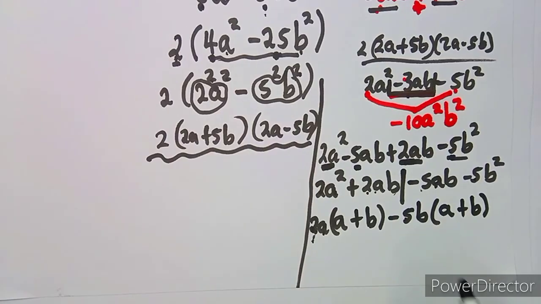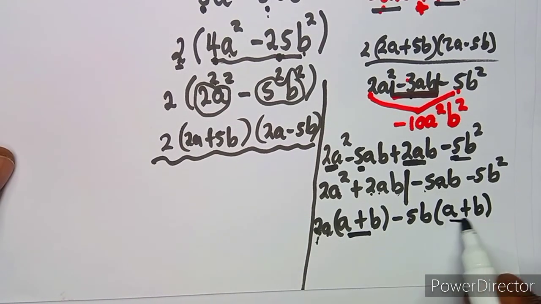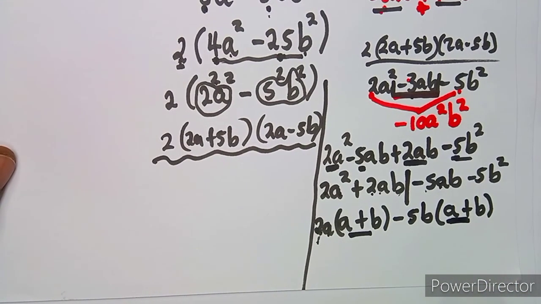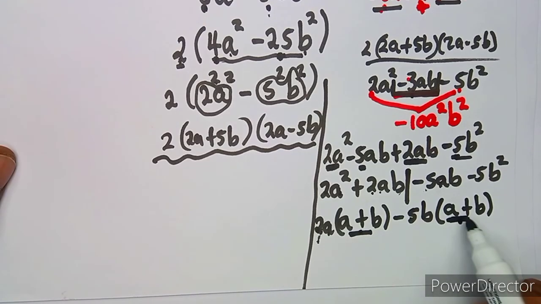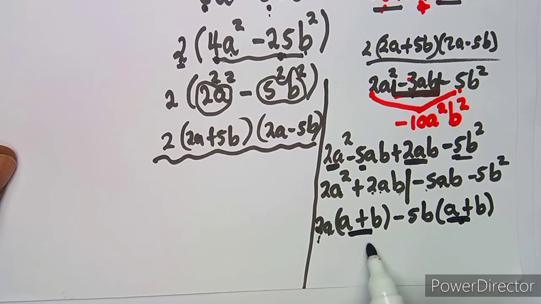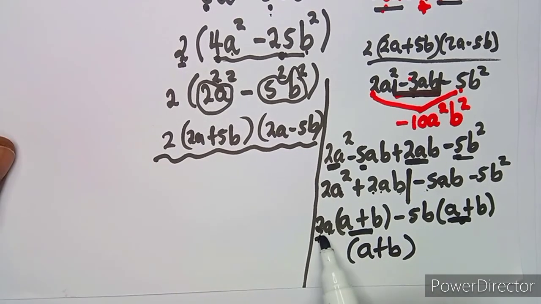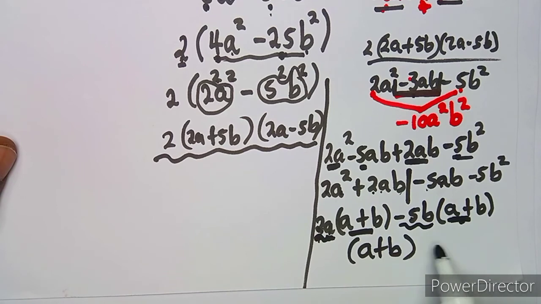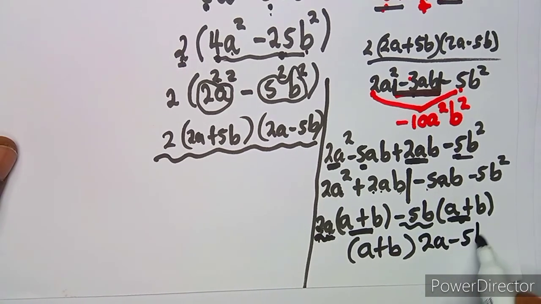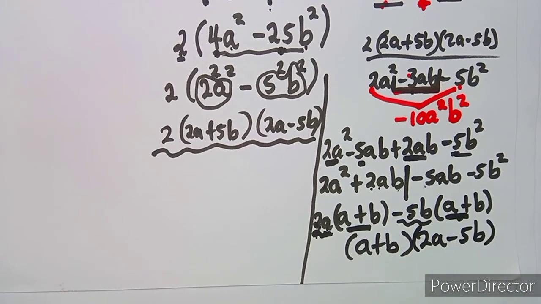And the major thing is that these two brackets here should be the same. That is why we have to do this. These two brackets should be the same. So you just take this bracket a plus b like this. What are you remaining with? You are remaining with 2a minus 5b in another bracket like that. So this is how you factorize.